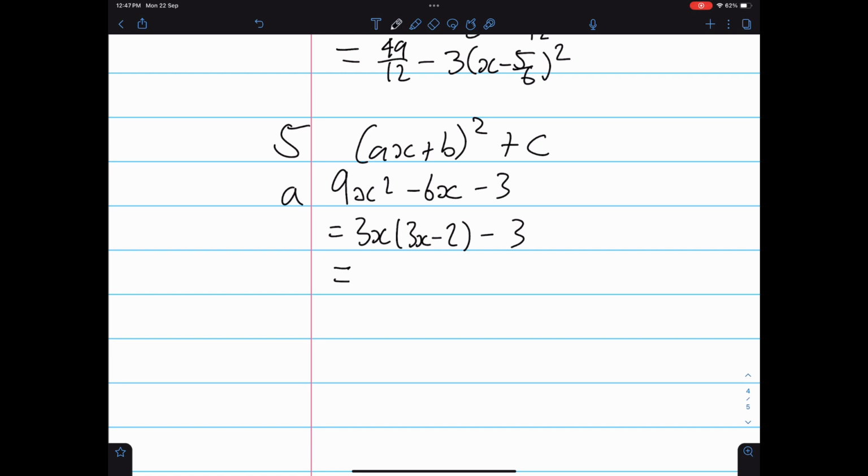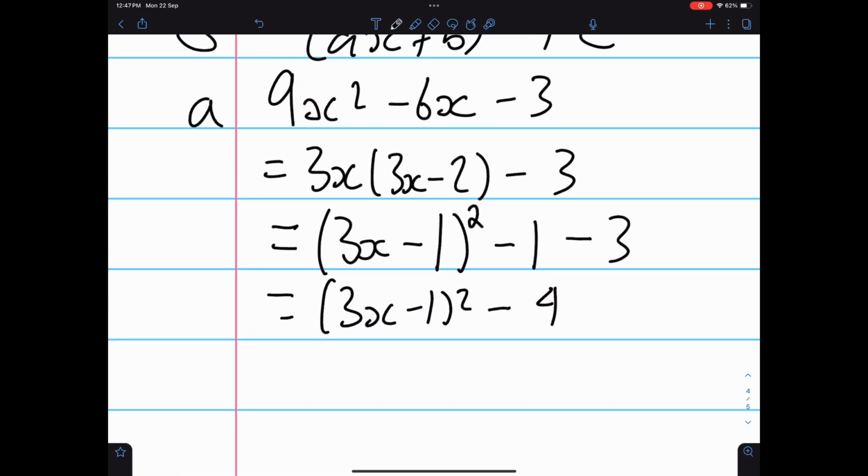And this will be the same as, we can do a bit of an attempt to complete the square in some sort of doing 3x minus 1, halving that, squaring it, and then just accounting for getting rid of that 1 later and minusing that 3. And that gives us 3x minus 1 squared minus 4.